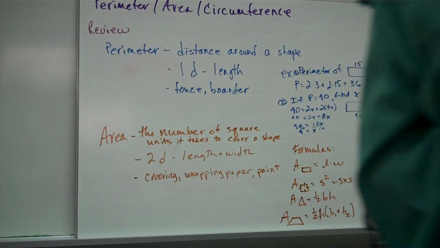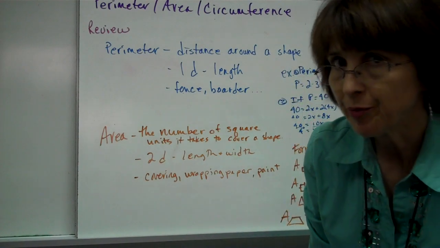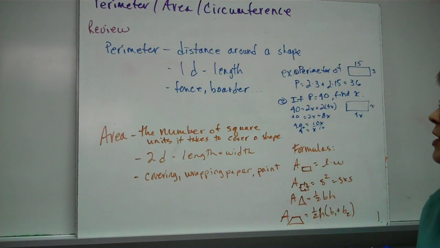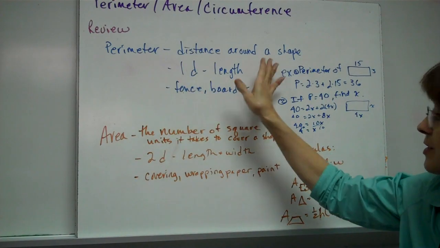Okay, this video now is going to be a little bit of a review about perimeter and area, and then we're going to really focus on the circle, the circumference and area of a circle. Okay, to review, perimeter is a distance around a shape.